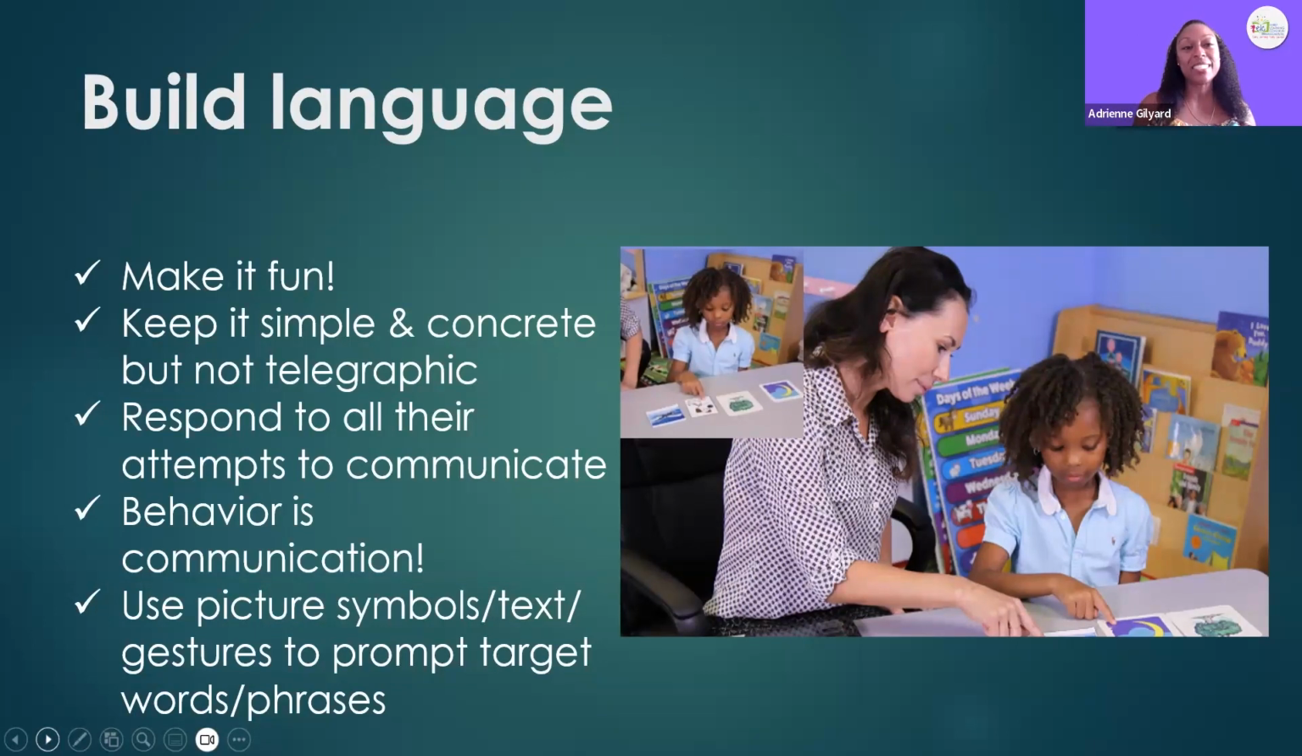So one of the key strategies is building language with our little ones, keeping it simple and concrete, but not telegraphic. What I mean by not telegraphic is putting two words together, like "kitty tired" or "I hungry." We want to steer away from that a little bit, but also respond to all of our children's attempts to communicate, because what do we know? Behavior is communication. If they're gesturing at water because they can't physically say they want it, respond to that attempt to communicate, and use picture symbols, gestures, and prompt target words and phrases.